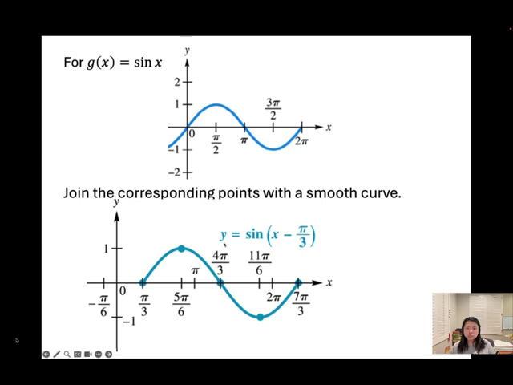Okay, right? Joining all these points together, and then you write down y equals sine of x minus pi over 3. So what is the amplitude? Remember, amplitude will be the distance here, right? Here, which is going to be equal to 1. How about the period? It's supposed to be 2 pi over b, right? Your b here is equal to 1, so the period is going to be equal to 2 pi.